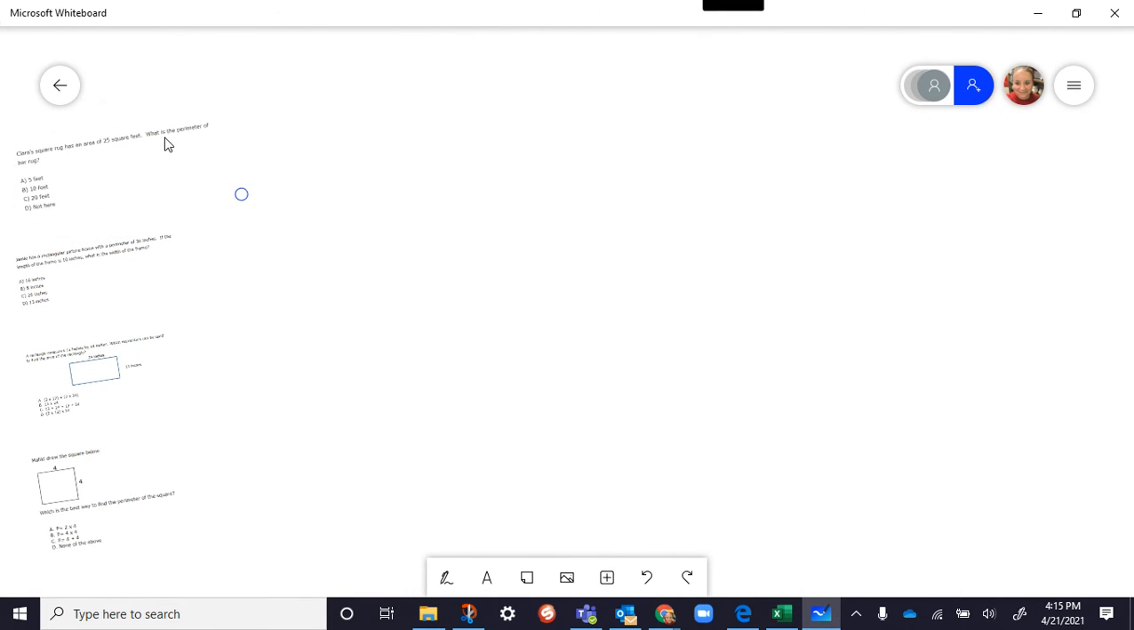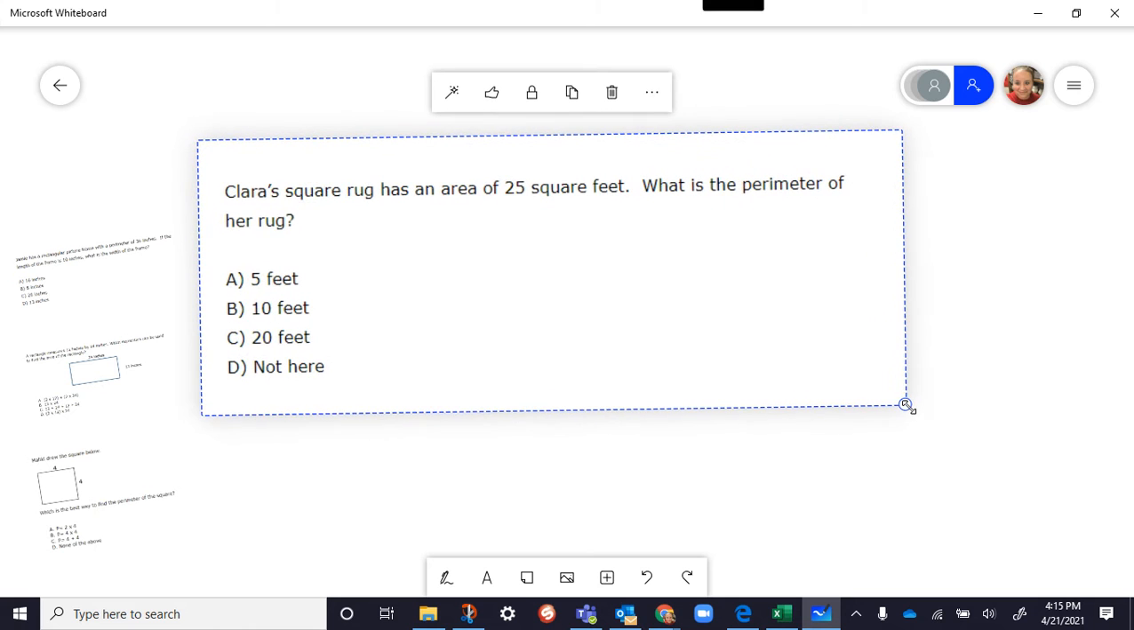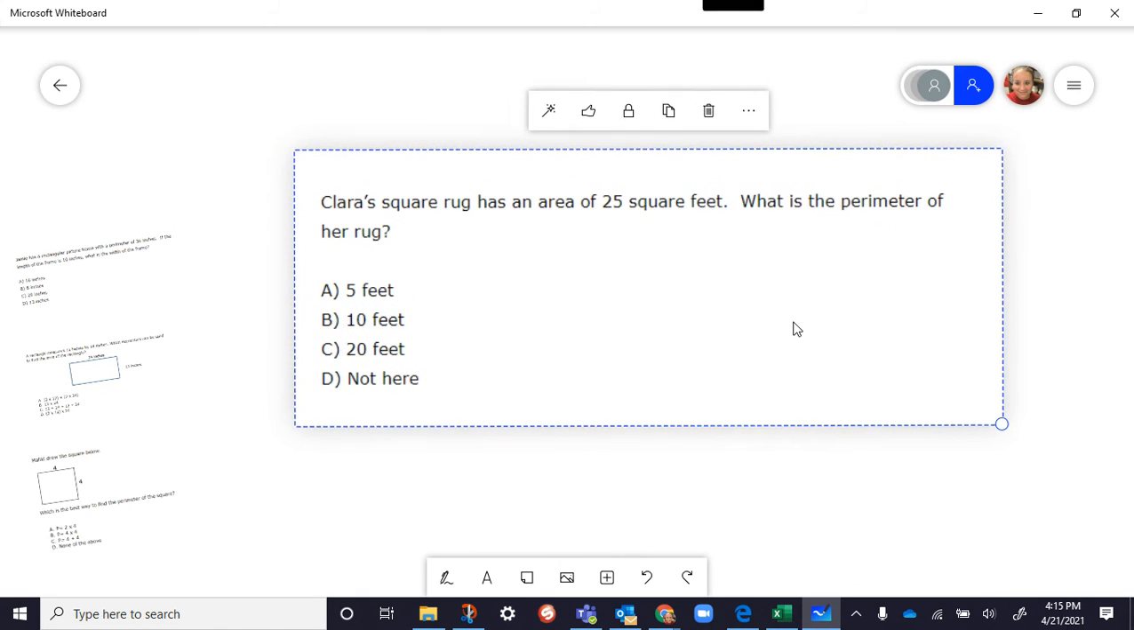So this first one, let me drag this over. So this one here is going back over perimeter.